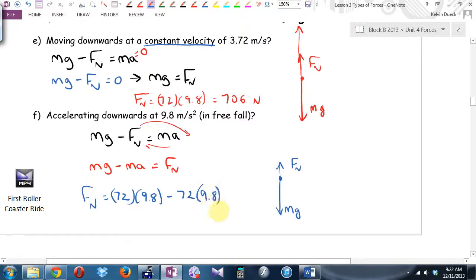9.8. Please, God, without using your calculator, Chris, without using your calculator and putting your phone away, what's 72 times 9.8? Take away 72 times 9.8. You've just proven that if you're accelerating down at negative 9.8 meters per second squared, you'll feel weightless. This is called apparent weightlessness.